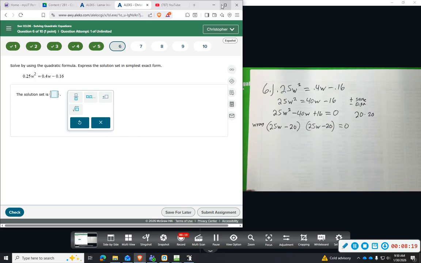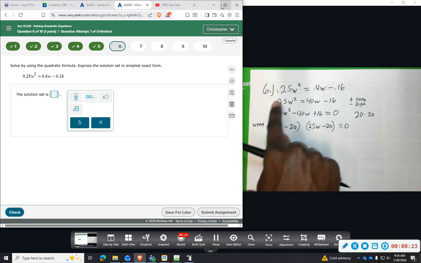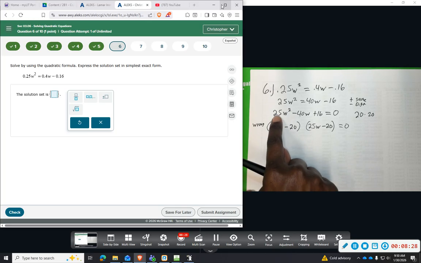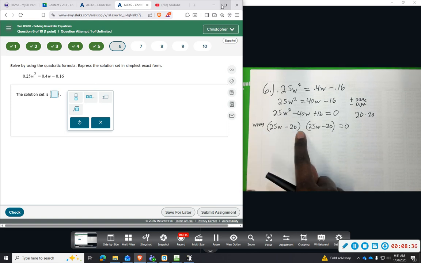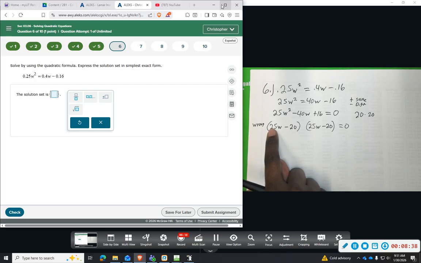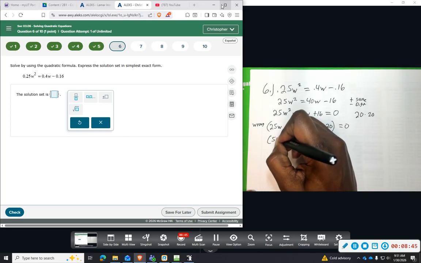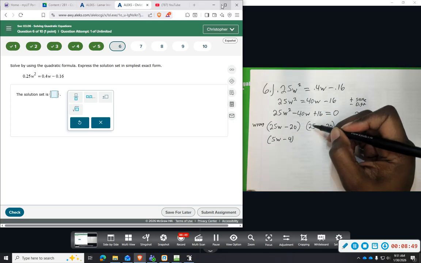Now we have to fix this part, because if we were to try to FOIL this and see if it equals what we started with, 25 times 25 is not going to give us 25. So we have to try to simplify and reduce. So we look at these two terms and see what is the largest factor we can divide, and we just divide that out. So both of these numbers are divisible by 5. So we're going to divide by 5. Divide by 5. And then same thing over here.